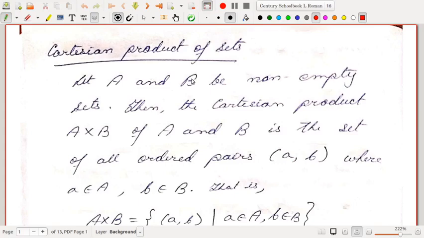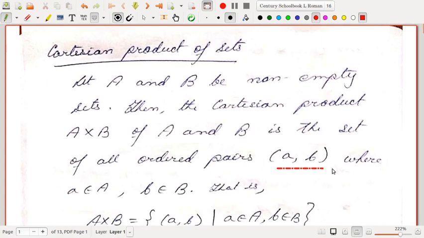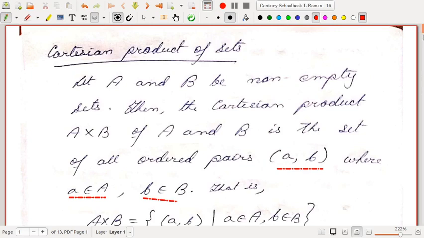Let us discuss Cartesian products of two sets. Let A and B be non-empty sets. Then the Cartesian product A cross B of A and B is the set of all ordered pairs (a, b), where a is an element in A and b is an element in the set B.